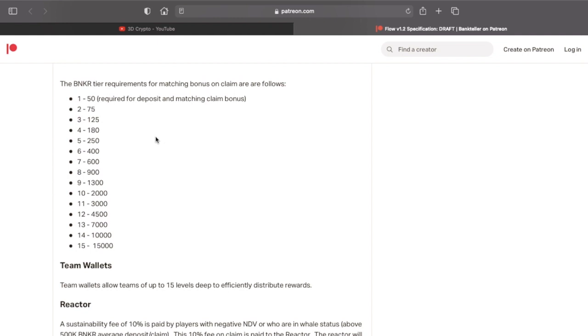So guys, the tier requirements do not mean it's 50 and then you need another 75 to open level 2 and then 125. No, what it means is level 1 is 50. If you put another 25 in to get to 75 Banker holding, level 2 will be unlocked. If you put another 50, you will have 125 and level 3 will be unlocked, and so on and so forth until you hold 15,000 Banker in your wallet, and then all levels are unlocked.